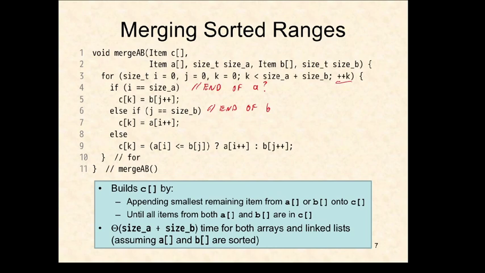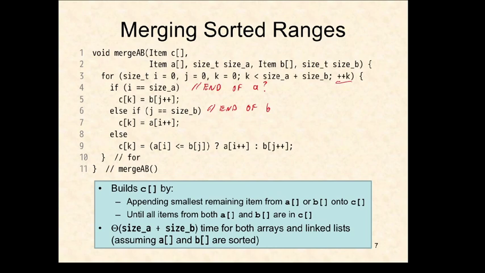Else, if we are not at the end of A or B, then we've got the ternary expression that says basically take the one that's less than or equal to. If A sub i is less than or equal to B sub j, take it from A, else take it from B. So we get the value from A if it's less than or equal to the value from B, else we get the value from B.